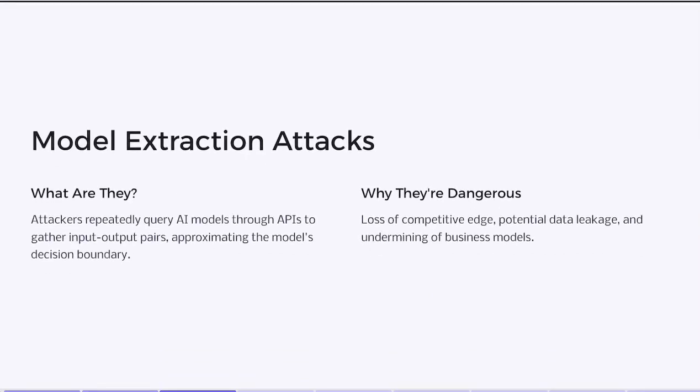Let's now talk about model extraction attacks. In these scenarios, attackers repeatedly query your AI model, often through a web API, to gather enough input-output pairs. Over time, they can approximate your model's decision boundary or even reconstruct a near identical replica. For example, an image classification API that charges per query might be flooded with thousands of requests by a malicious user. They record the model's responses and train a stolen model that behaves similarly.